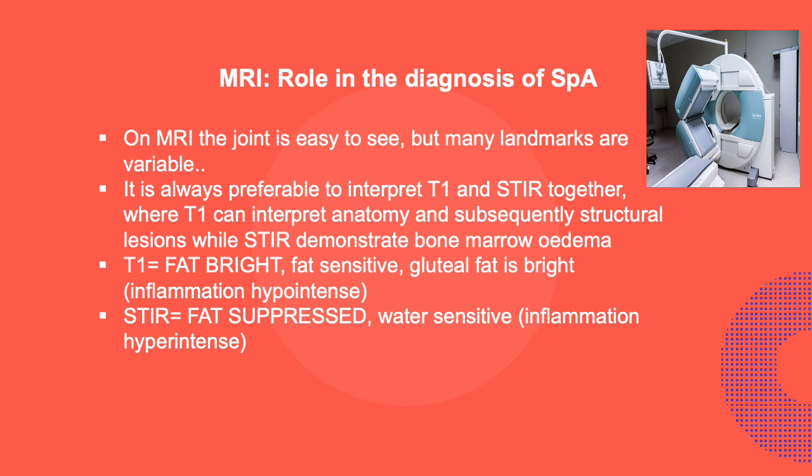It is preferable to interpret T1 and STIR sequences together. T1 will give information on structural lesions, while STIR sequence will demonstrate bone marrow edema. On T1, fat will appear bright, that is the gluteal fat will be bright and inflammation will appear hypointense, while on STIR sequence fat is suppressed and inflammation will appear hyperintense.